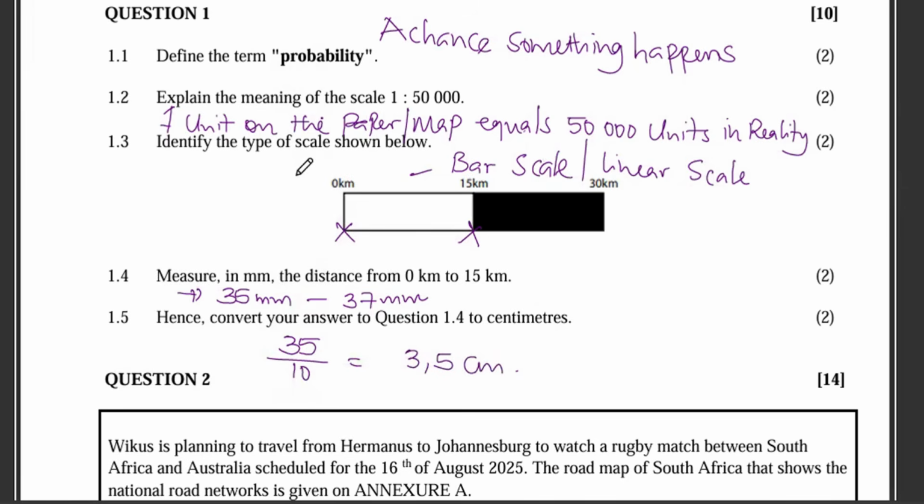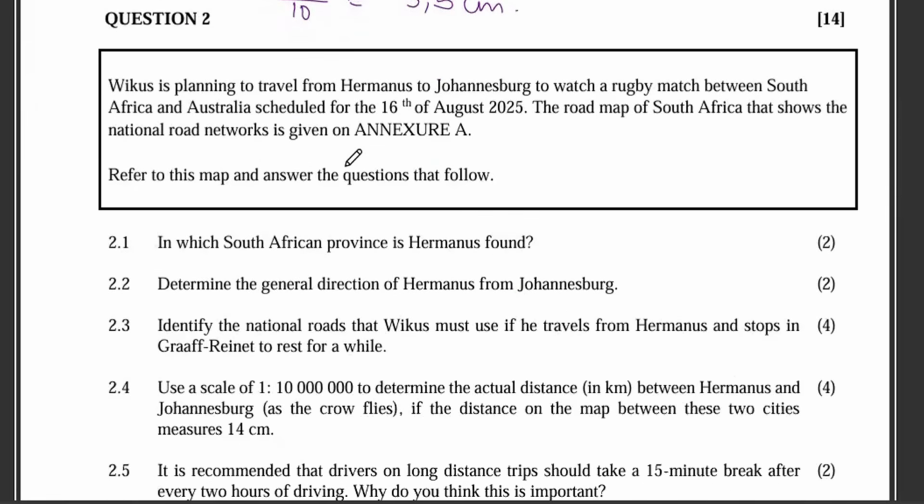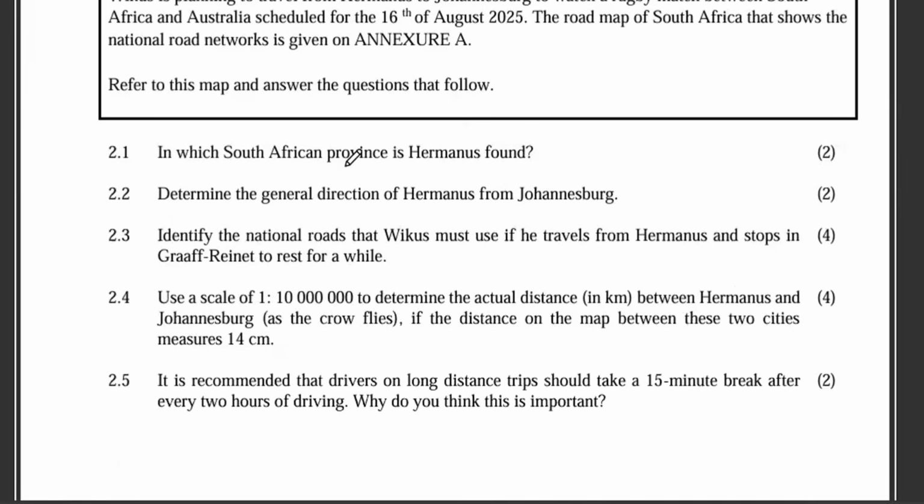Okay, we got question number 2. Someone is planning to travel from Hammonds to Johannesburg to watch a rugby match between South Africa and Australia, scheduled for 16th of August 2025. The roadmap of South Africa that shows the national roads network is given on annexure A. Refer to the map and answer the questions that follow.